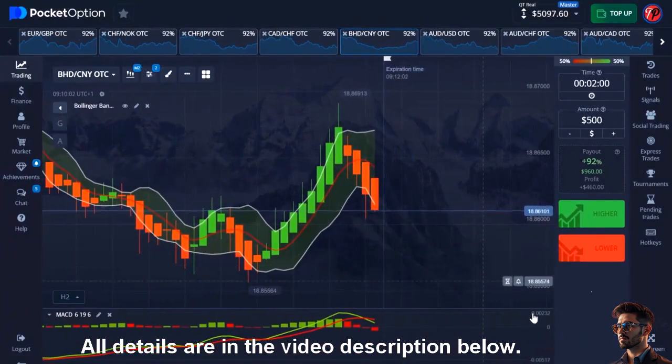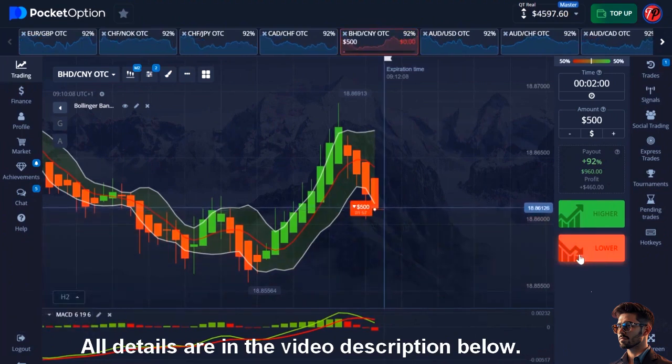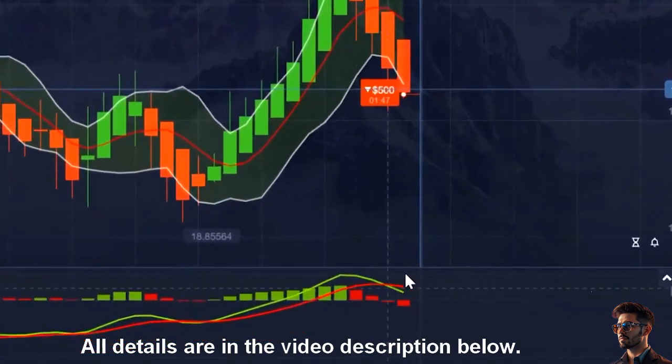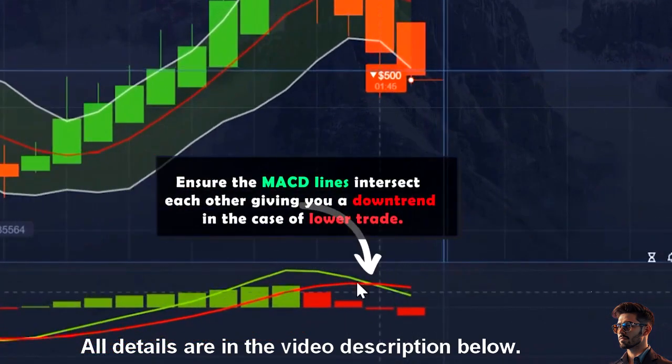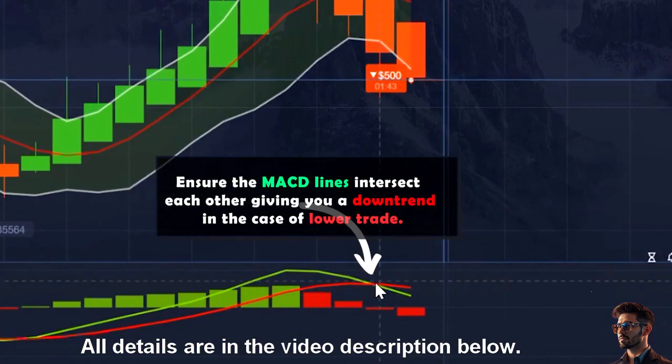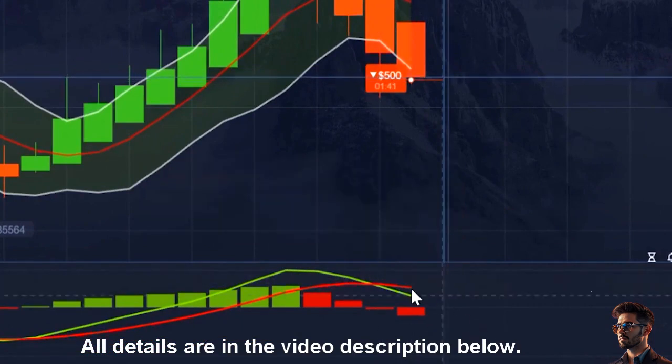Alright guys, over here I'm actually finding the best moment with this strategy. So right now I'm going to enter this trade real quick. This is actually one of the best times for you to enter a trade with this strategy. The number one thing you always need to look out for anytime you're going for a down trade is your MACD. Make sure that you have both MACD lines intersect. The green and the red need to cross each other, giving you a downtrend confirmation.